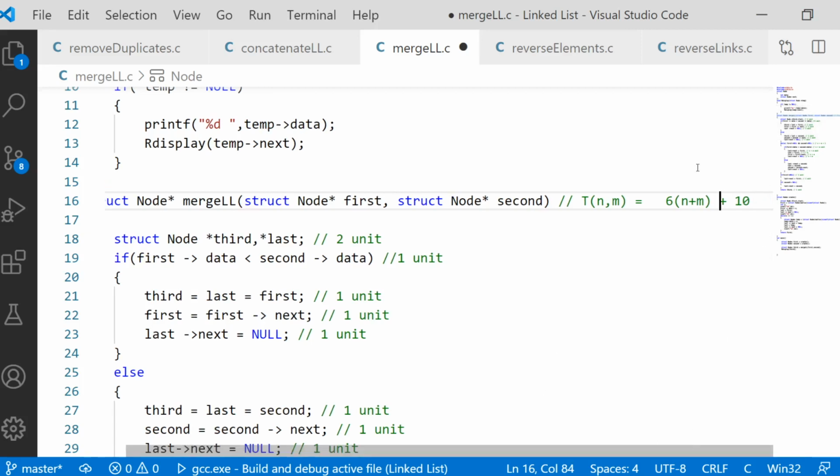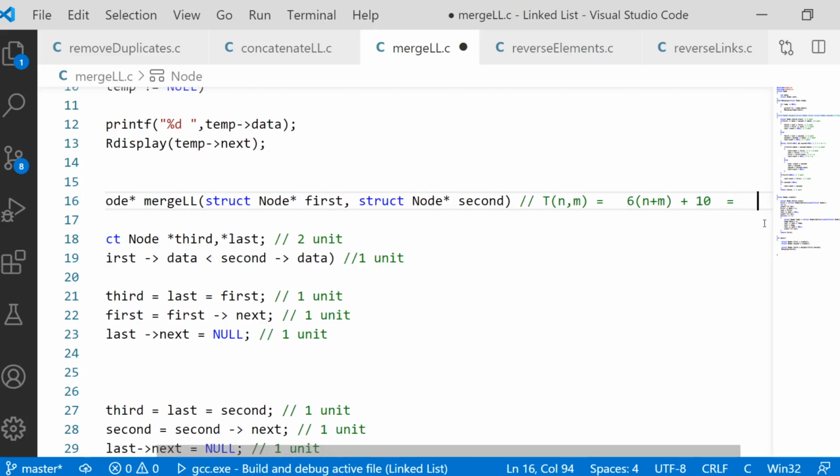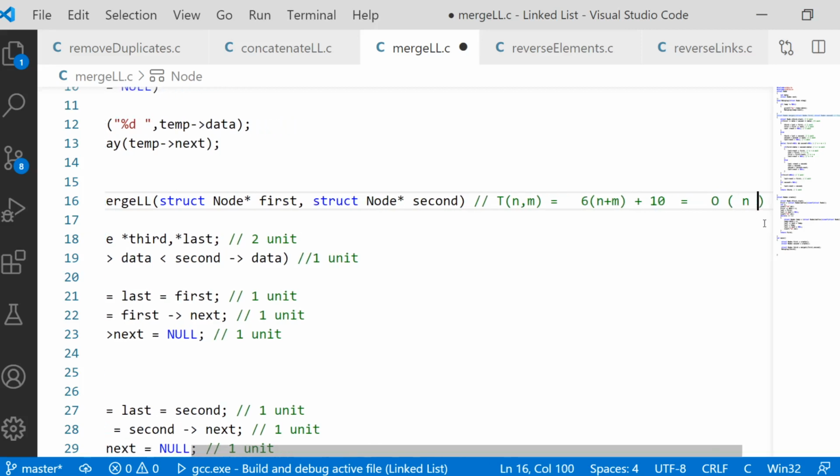Here n plus m can be taken together as a single polynomial variable. Which is having the highest degree actually? n plus m whole power 1. It is having the highest degree, but it is 1. When the highest degree is 1, what kind of equation is it? Linear equation. So take only that variable part and remove all the constant terms. So what will be the time complexity? The time complexity will be order of n plus m.